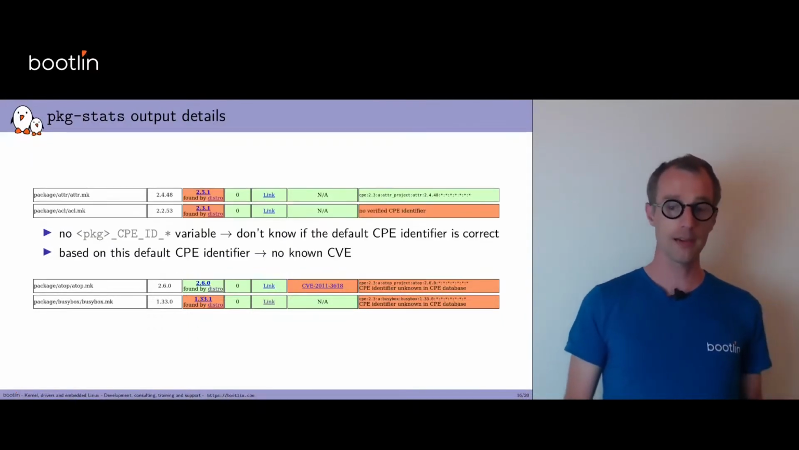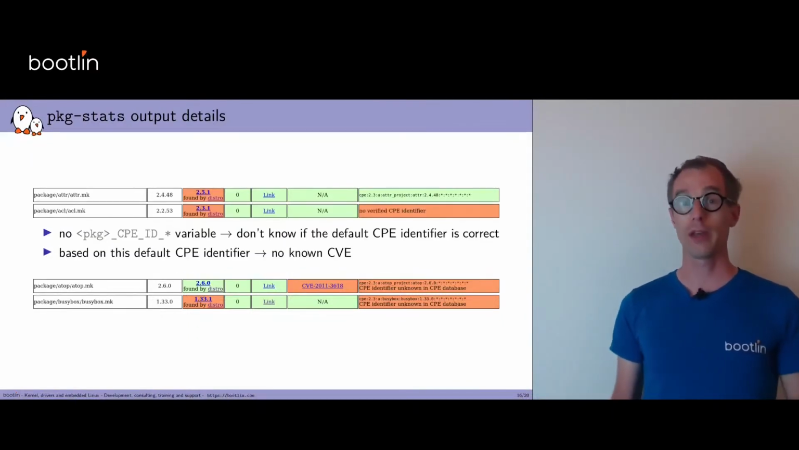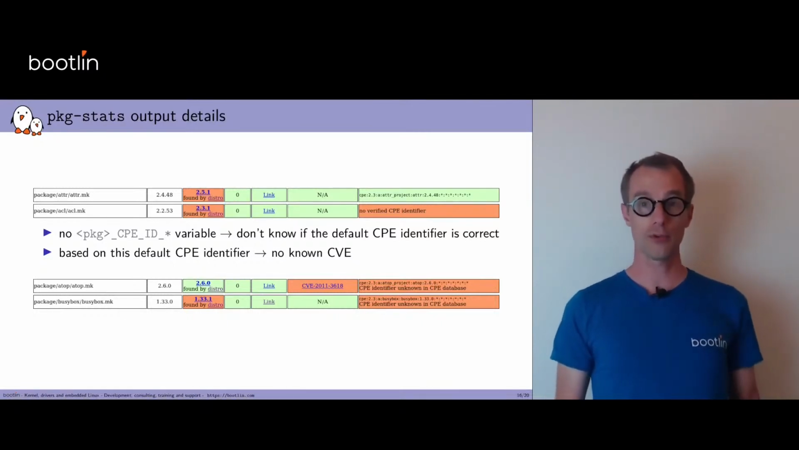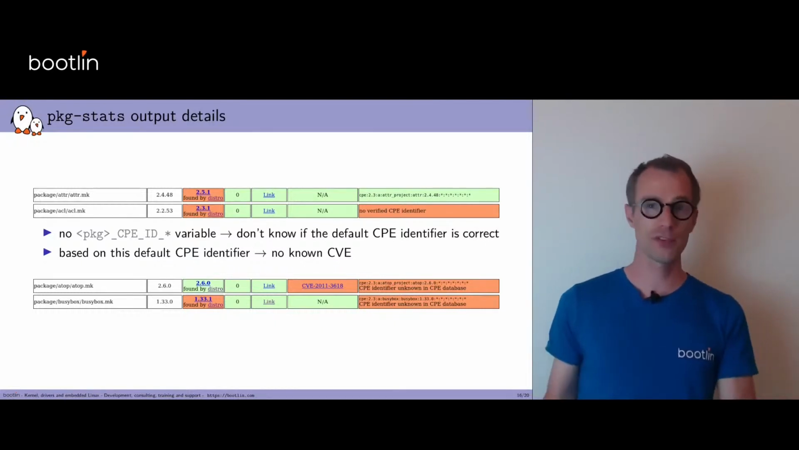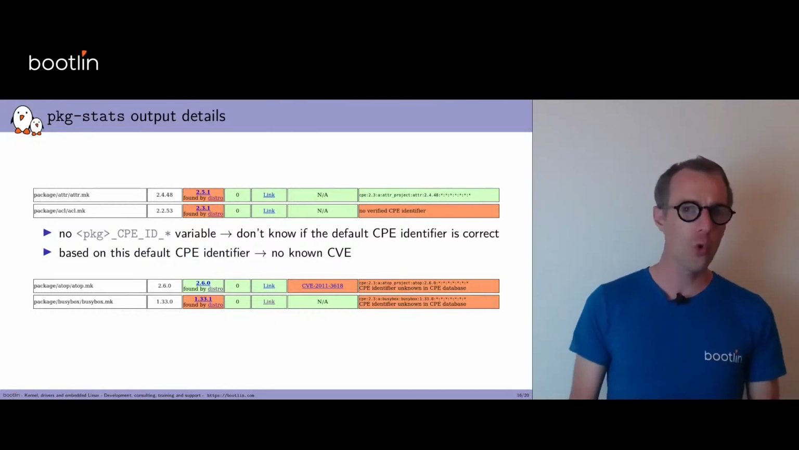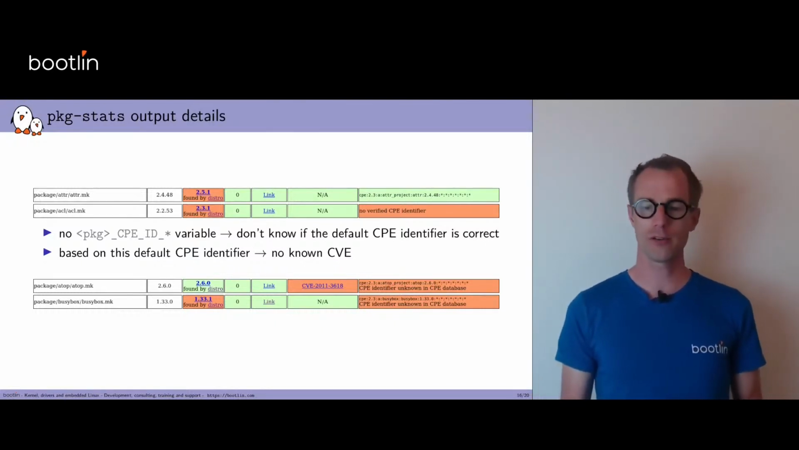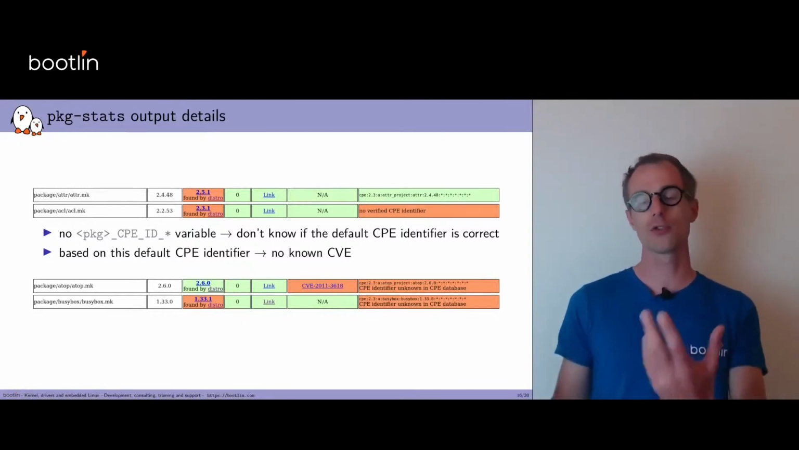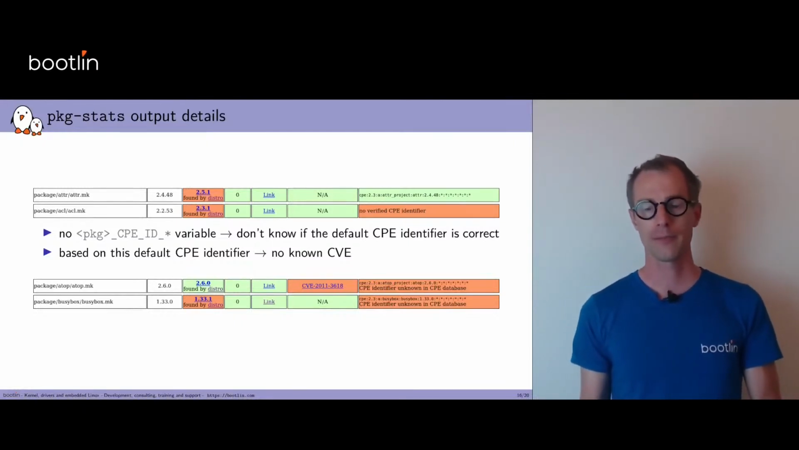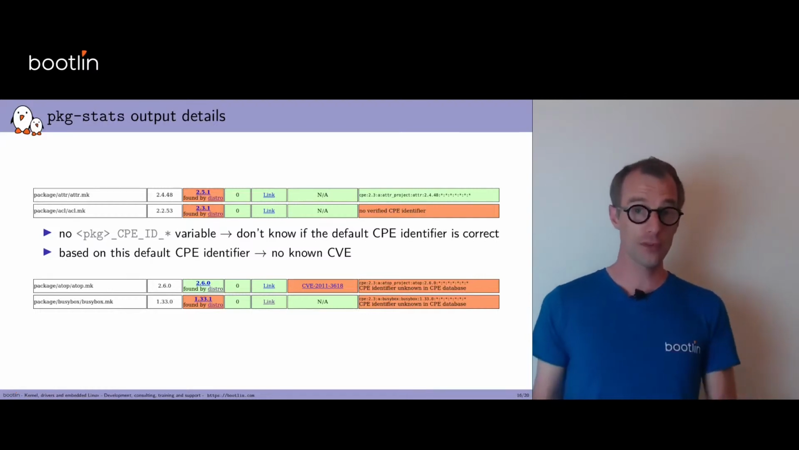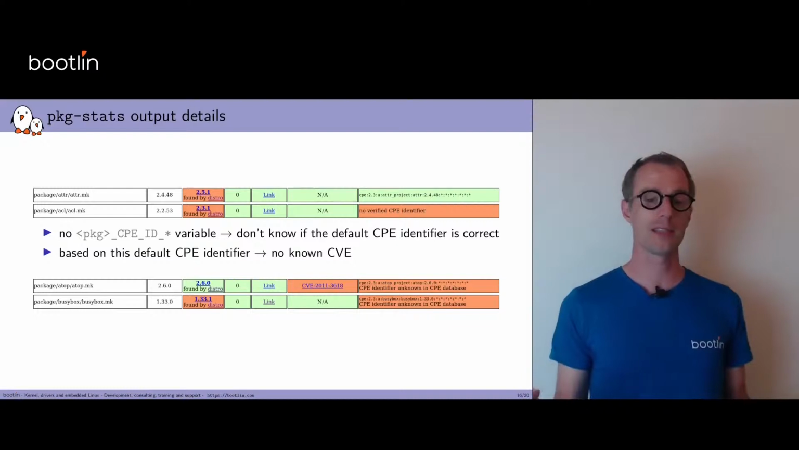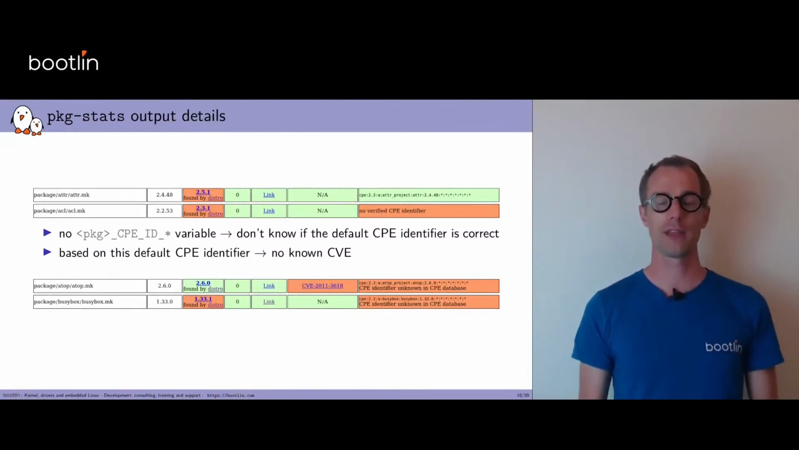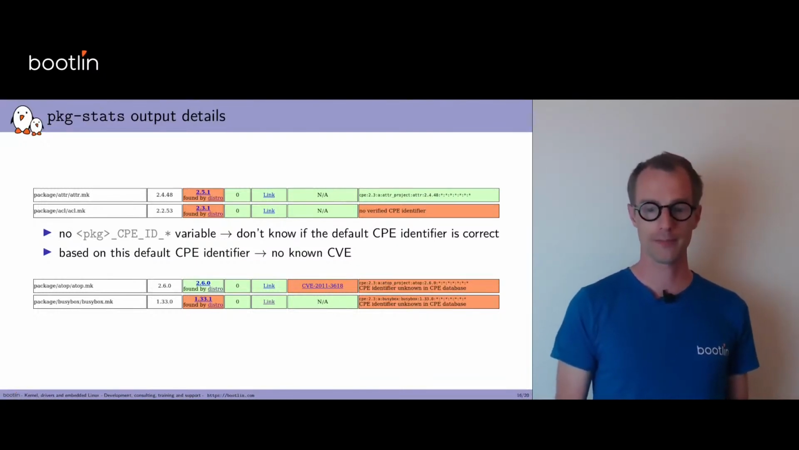Moving on to ACL. For ACL, we have no CPE ID variable defined in that package. So Buildroot derives a default CPE, but we don't really know if this is a correct CPE or not. So we are warning you that there is no verified CPE identifier. Based on that default CPE identifier that we generate, we have found no CVEs in the CVE database affecting the version of ACL that you're using.